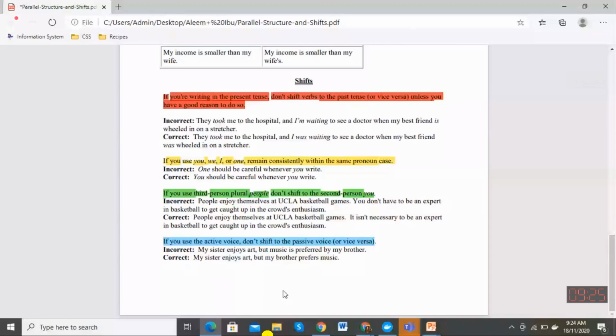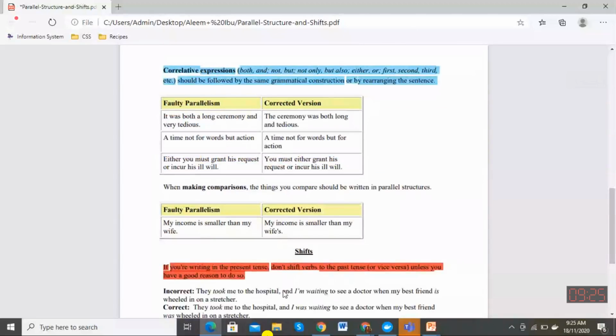Can you please read this one, correlative expressions? Correlative expressions: both and, not but, not only but also, either or, first, second, third, etc. should be followed by the same grammatical construction or by rearranging the sentence. The faulty one is: it was both a long ceremony and very tedious. So the right construction of the sentence is: the ceremony was both long and tedious.